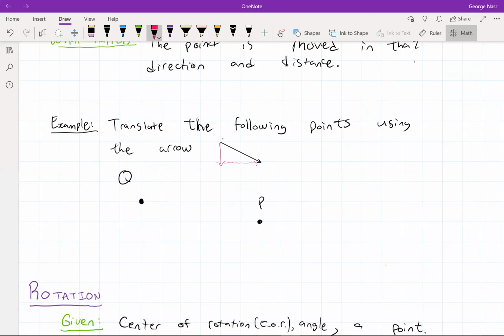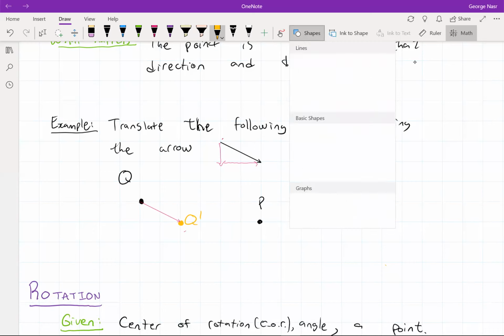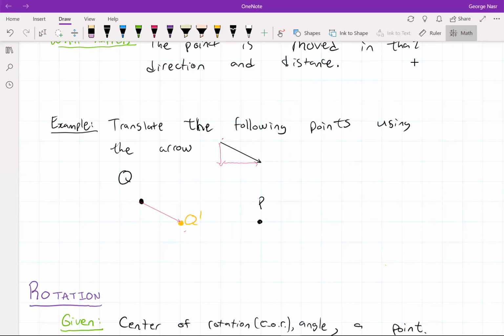All right. So now this guy is going to go down 1 unit and over 2 units in that direction. So right here is where Q prime appears. By the way, there's nothing special about using Q prime as the image. I could call the image R or T if I wanted to. It's just nice to use the same letter and then distinguish it in some way.